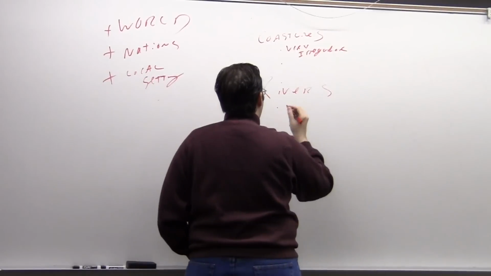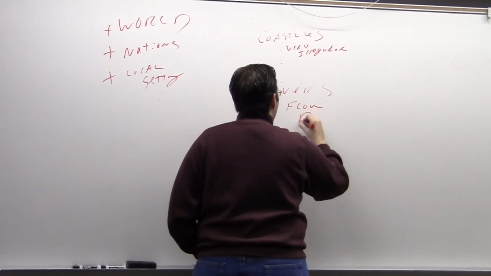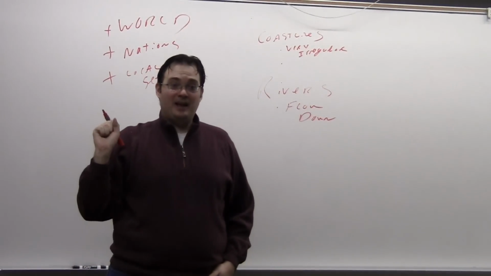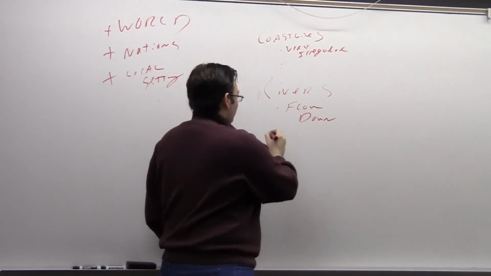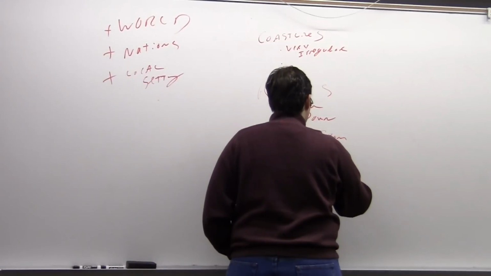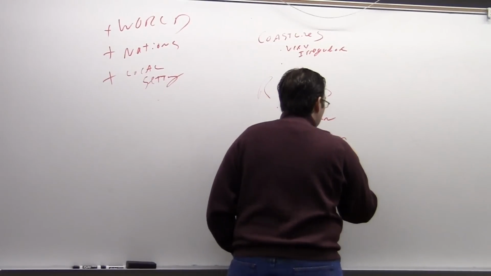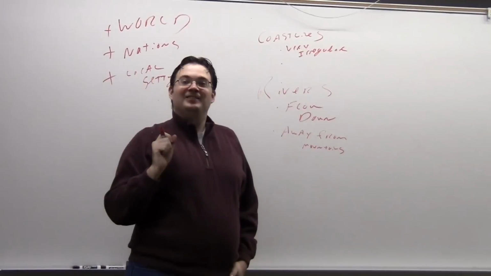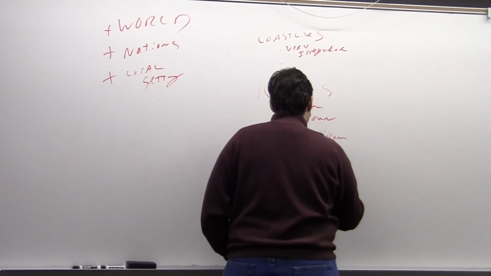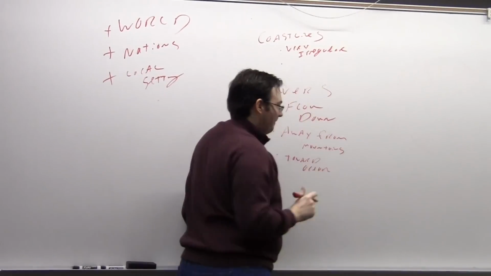Okay, so coastlines. Let's talk a little bit about rivers. Which way do rivers flow? Down. Downhill. Away from mountains, toward the ocean.